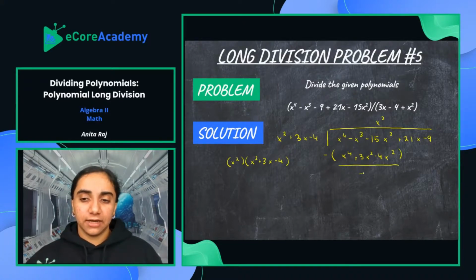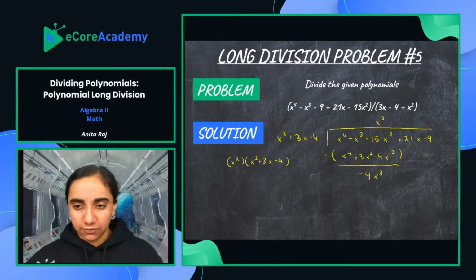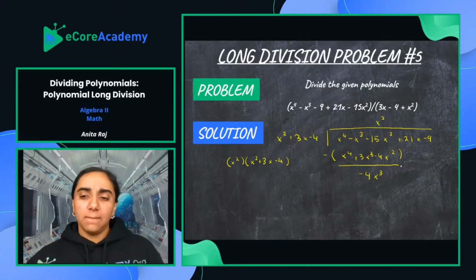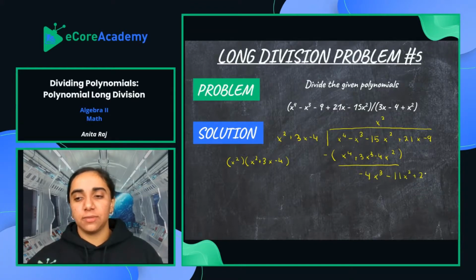You end up getting negative 4x cubed. I should have written this as a 3x cubed. Sorry, that's a 3x cubed. You end up getting negative 4x cubed minus 11x squared plus 21x, because we're going to drop the 21x from the dividend down. Now we're going to compare x squared to negative 4x cubed.